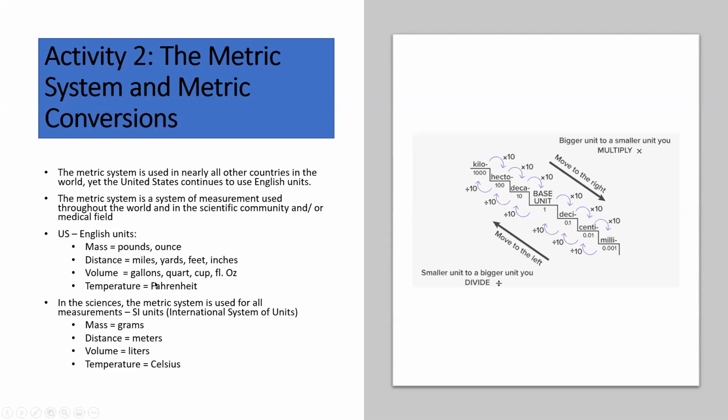For volume, we tend to use gallons, quarts, cups, and fluid ounces. Volume in other countries is liters. And for temperature, we use Fahrenheit. Other countries would use Celsius. In science, we also use the same units that other countries use. We do not use English units.